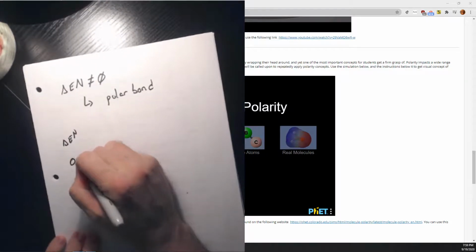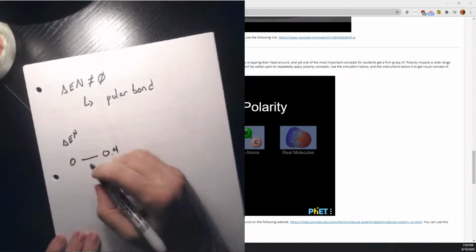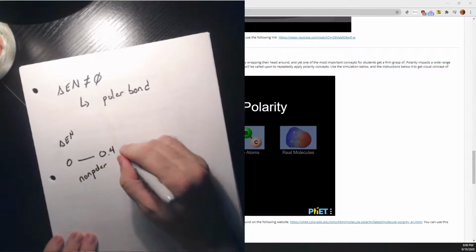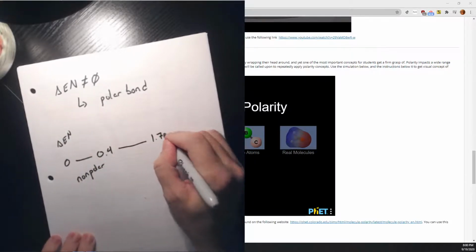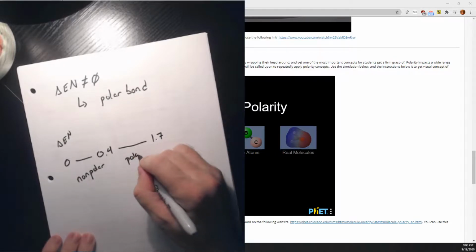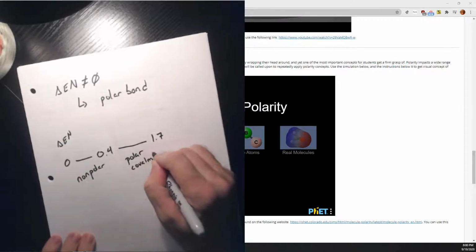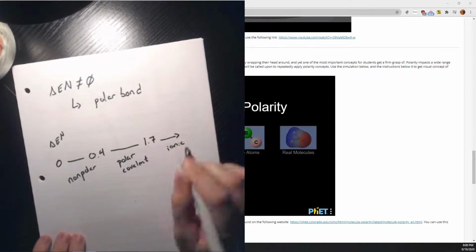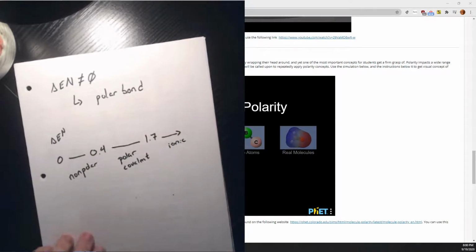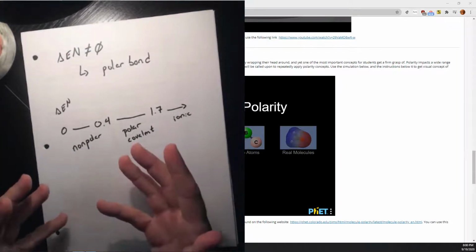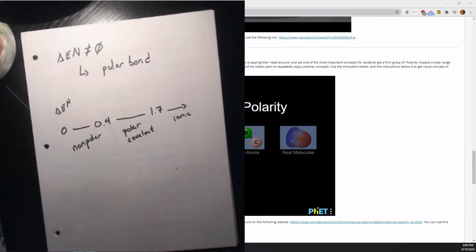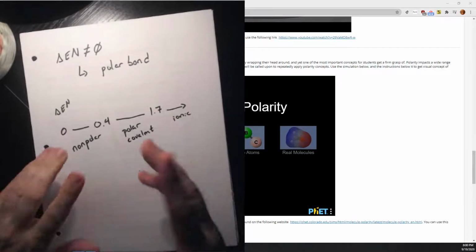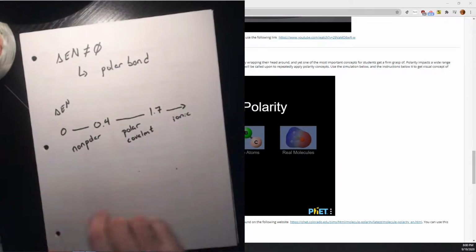Technically, a difference in electronegativity from 0 to, I believe, 0.4, we call nonpolar. From 0.4 to 1.7 is going to be polar covalent. Greater than 1.7 is going to be an ionic bond. The thing is, unless they give you electronegativity charts, you're not going to be able to calculate these numbers. So instead, you use a rule of thumb.